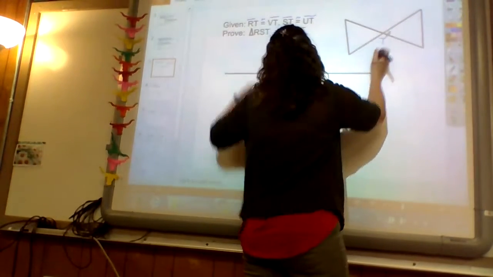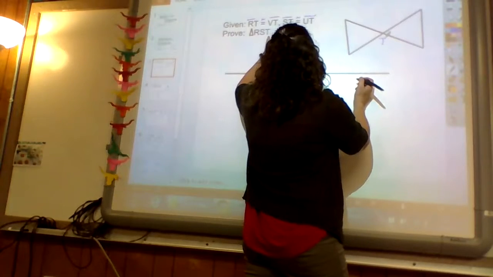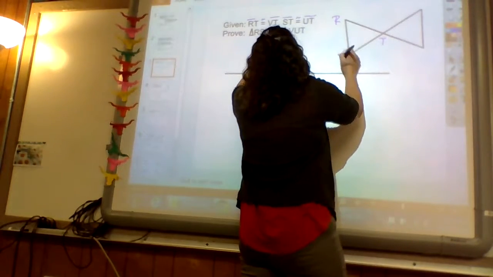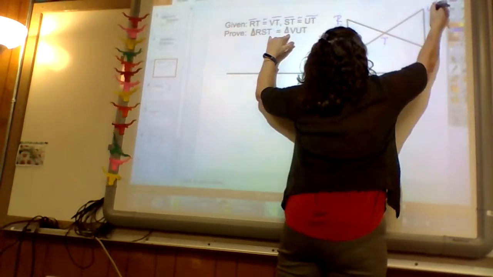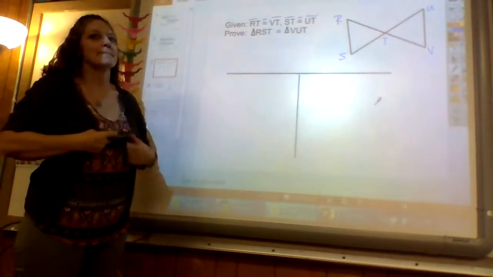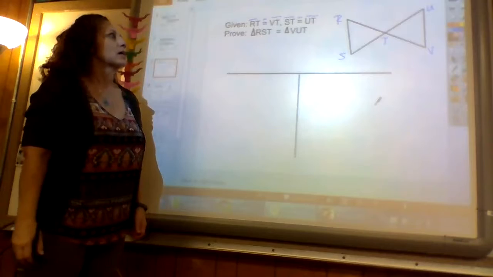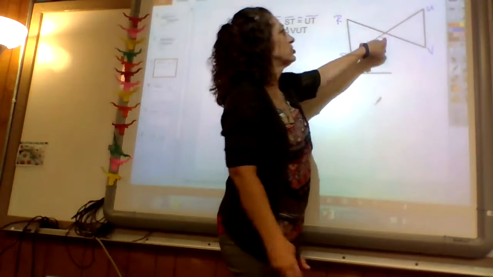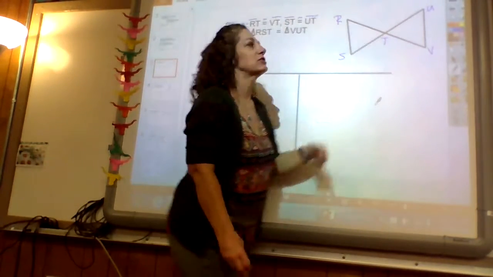And this is point T because they both have point T in it. And let's call this R and S and this V and U. Then what's the other angle? T, shared, and T vertex.